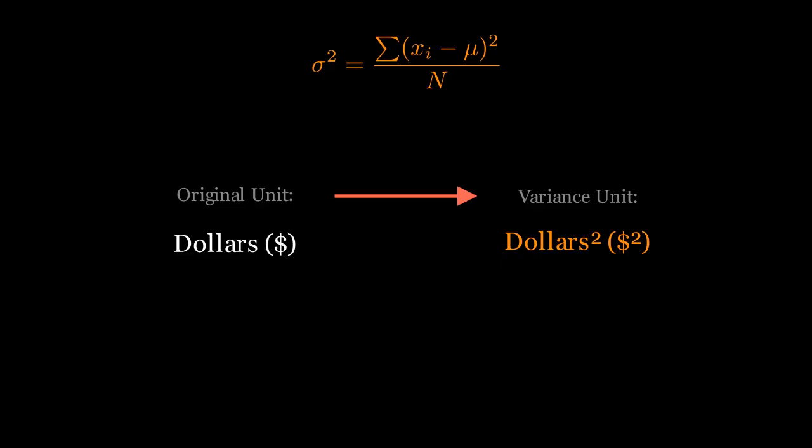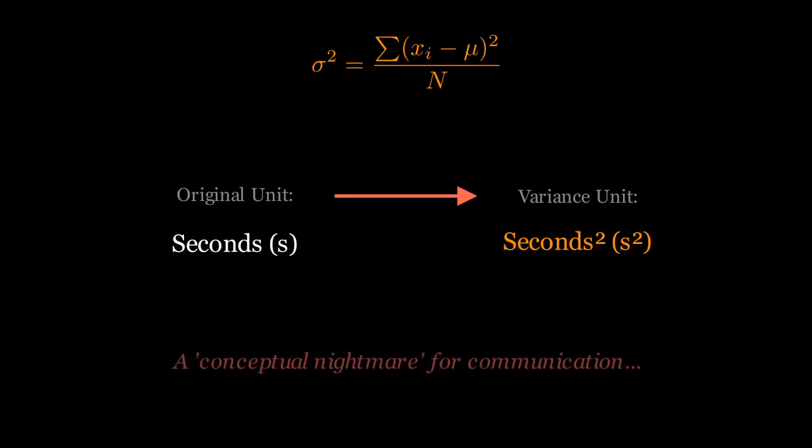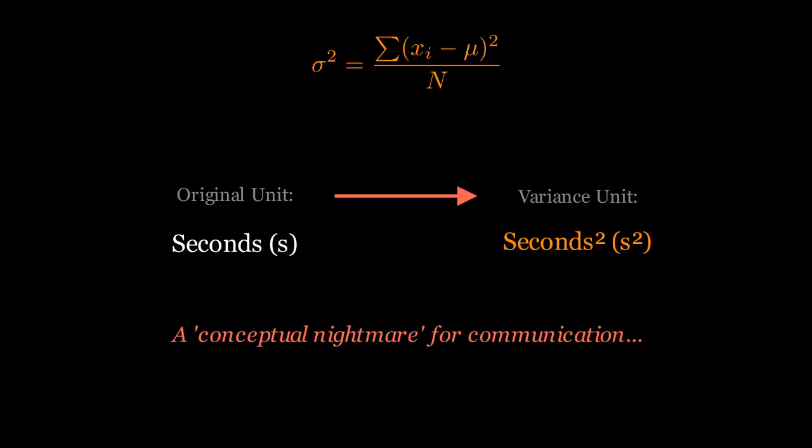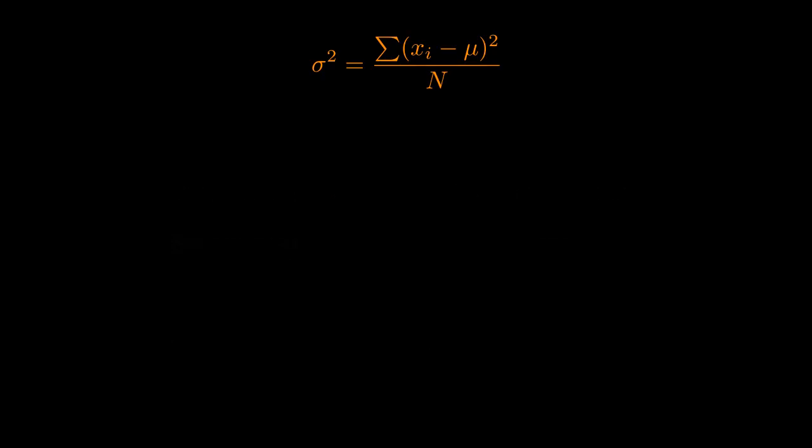However, variance has a major practical drawback: the units. If our original data was in meters, the variance is in meters squared. If we are talking about dollars, variance is dollars squared. This makes it very difficult to visualize or explain in the context of the original data. It is a mathematical powerhouse, but a conceptual nightmare for simple communication.